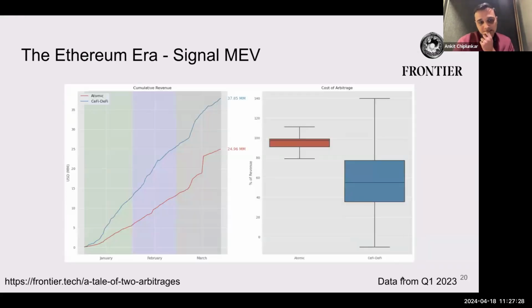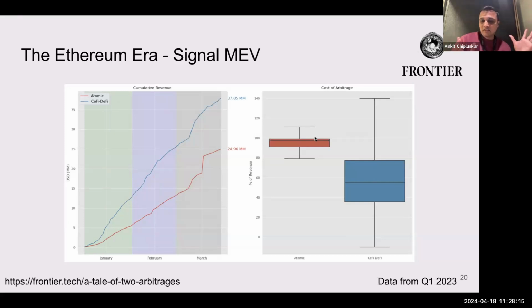So what happened? This is data from Q1 2023. We did this analysis with Jump and another decentralized exchange. We plot how much revenue entities are making between atomic and CeFi-DeFi arbitrage. I think this was a very significant event, and that's why a lot of money was made on the atomic side at this date. But generally, CeFi-DeFi has more revenue compared to atomic arbitrage.